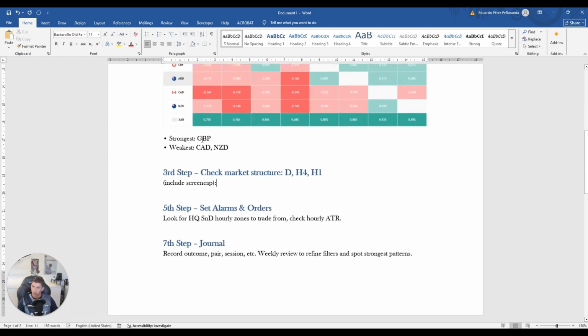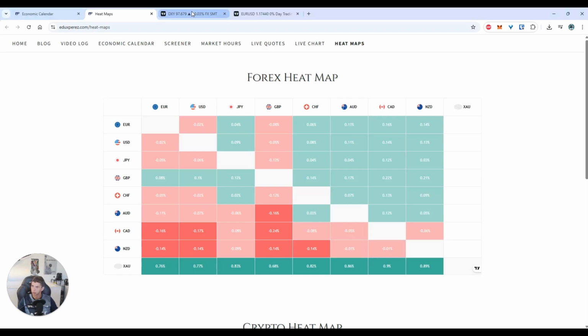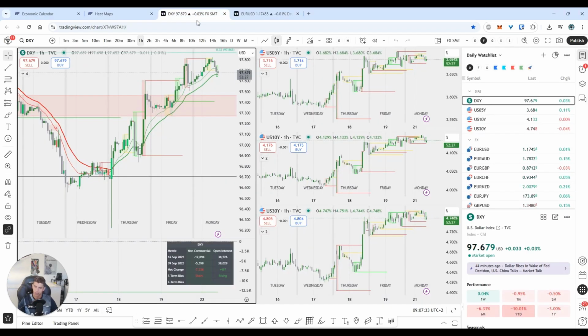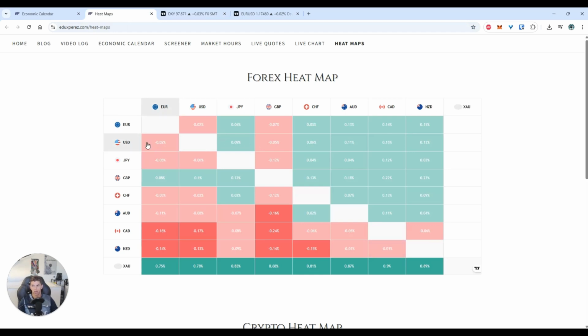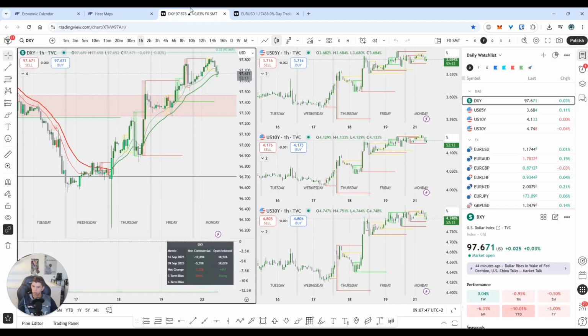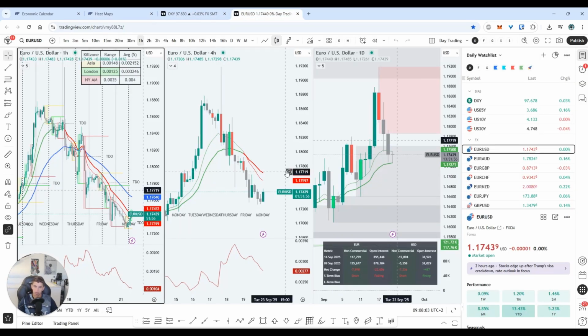All right, let's check now GBPCAD and GBPNZD market structures. We were analyzing Dixie, but I think we are going to analyze Dixie only when the USD is one among the strongest or one among the weakest. As of today, we could say that the euro is too light, so we're not taking it today. We're going to go straight to our pairs.